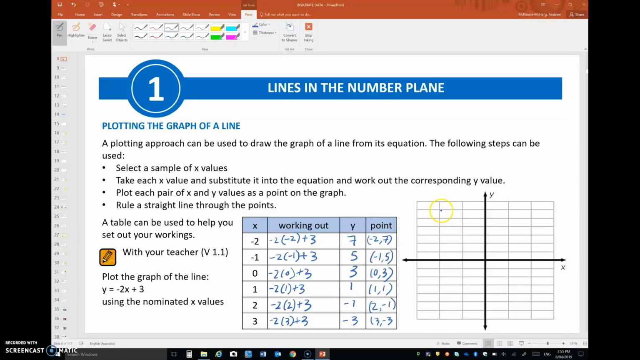So the first point, -2 for x and 7 for y. That will put us here: 1, 2, 3, 4, 5, 6, 7. Up 1, that point is here. And then -1, 5: -1 for x, 5 for y, right there. Then 0 and 3, and the dots should line up in a straight line. 1, 1 is right there, 2, -1 right here, and the last one right there.